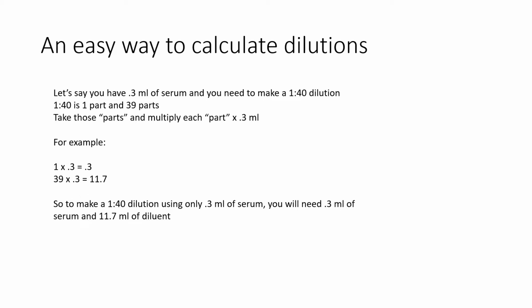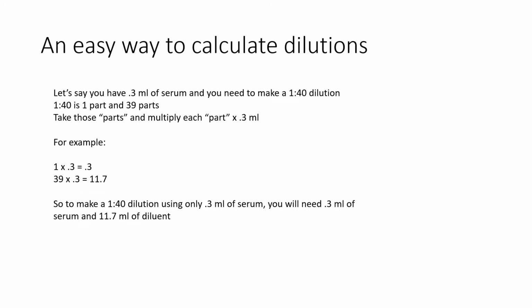So if you have a 1:40 dilution that you're trying to make with 0.3 mL of serum, we've got 1 part and 39 parts. So we're going to take both sides. We're going to take 1 and multiply that times 0.3. And we're going to take 39 and multiply that times 0.3. So in this example, we would use 0.3 mL of serum and 11.7 mL of diluent to make a 1:40 dilution. And you can do that with any number.